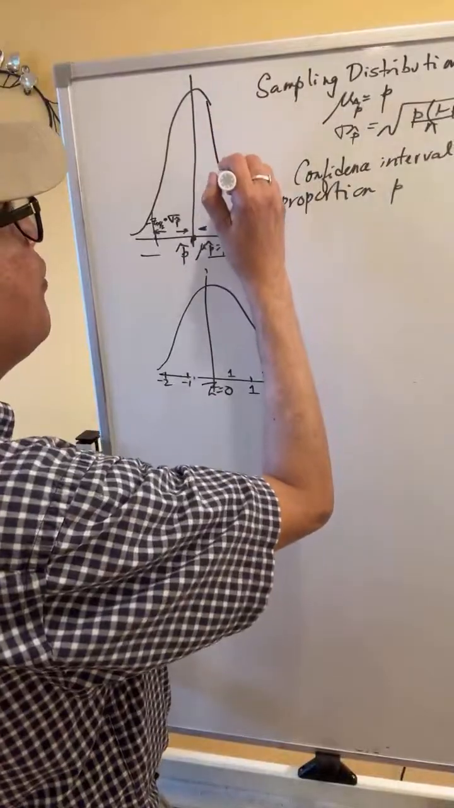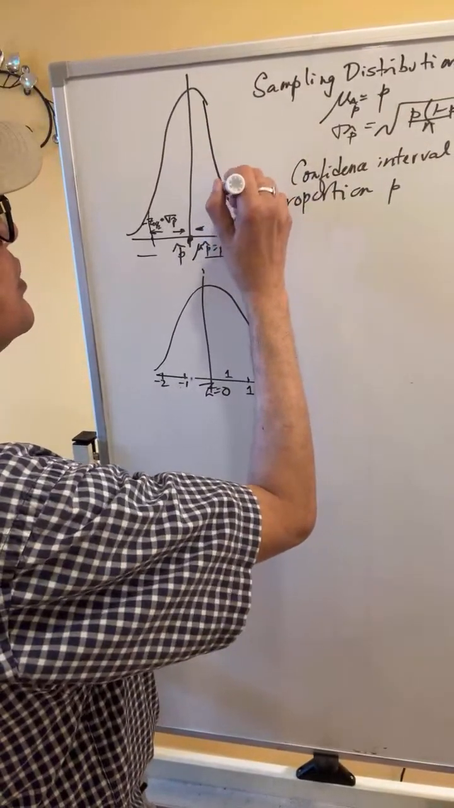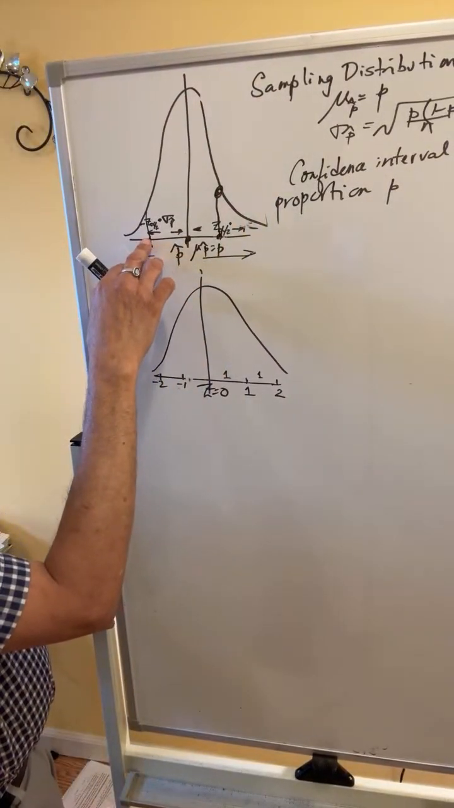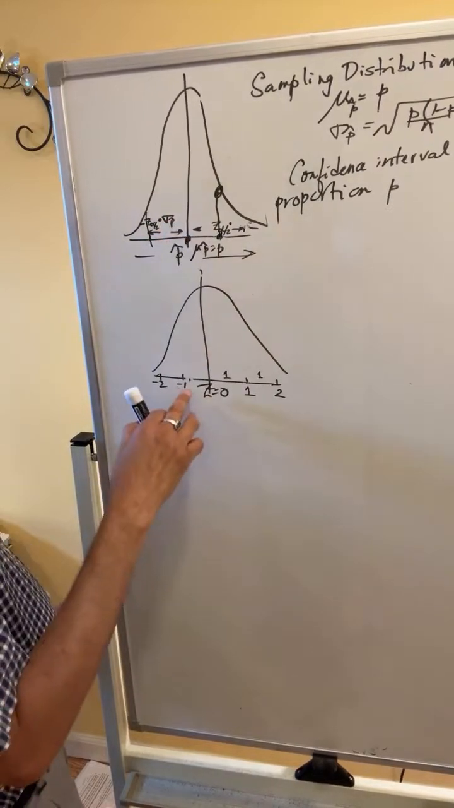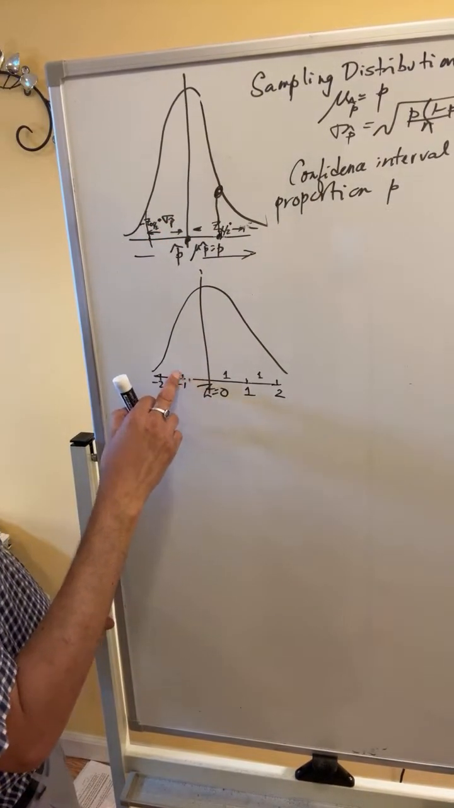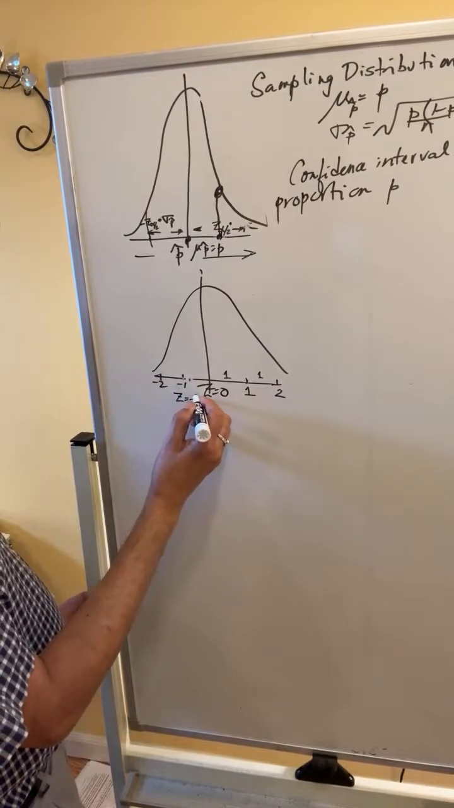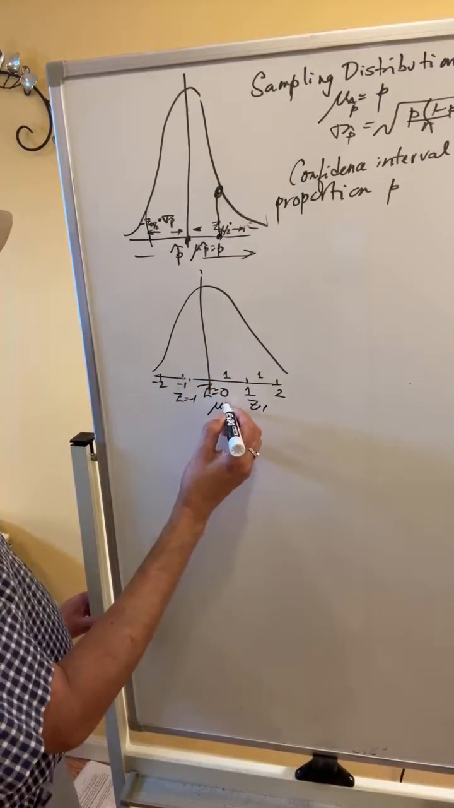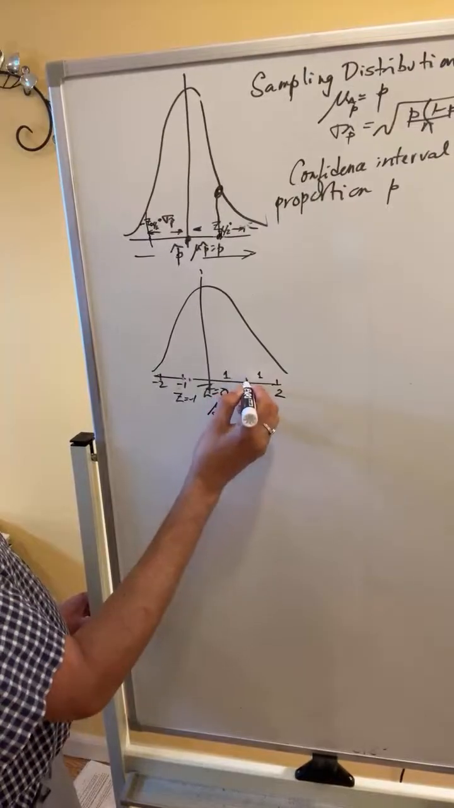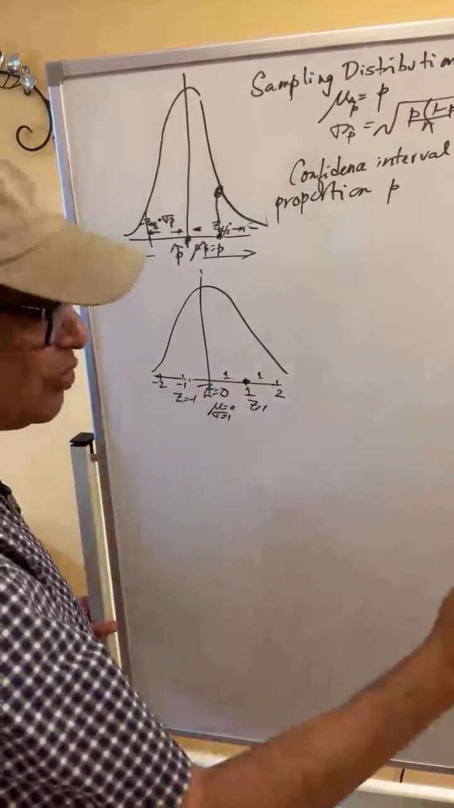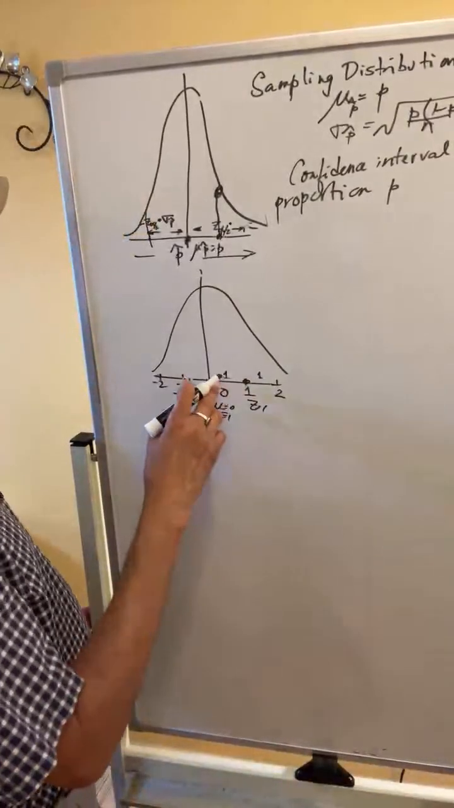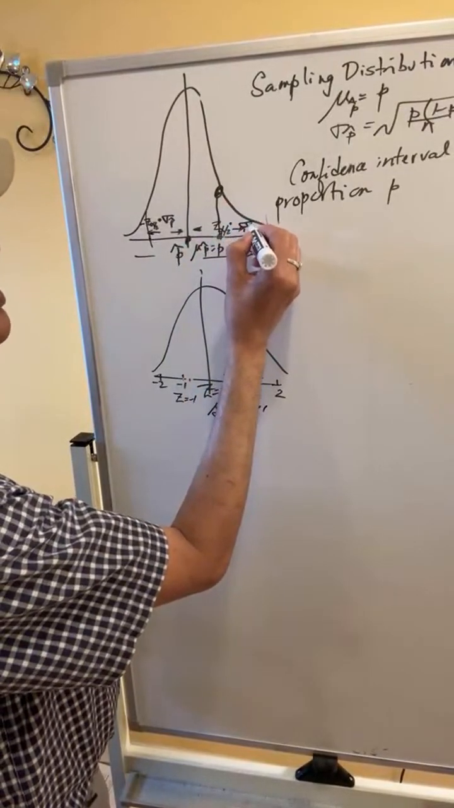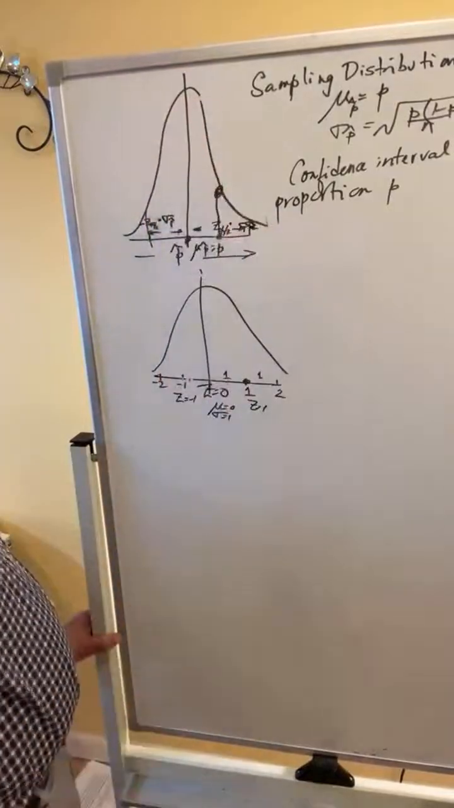So maybe something like this, just to keep the same height. This point is located at minus z alpha by 2 times sigma p hat, the standard deviation. Here the z-score is minus 1, and here the z-score is positive 1 times the standard deviation. Remember, for this curve mean is 0, sigma is 1. So this point is located at a z-score of 1 times the standard deviation of 1 above the mean. Similarly, this point is located at the z-score times the standard deviation of this sampling distribution.